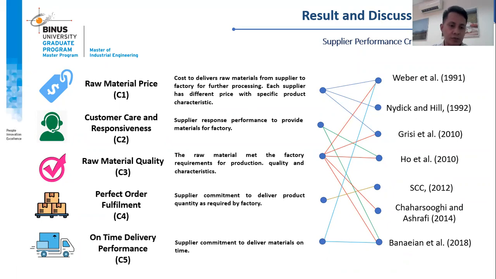Criteria number 3 is raw material quality. This is whether the raw material meets the factory requirements for production quality and characteristics. Criteria number 4 is perfect order fulfillment. It is the supplier's commitment to deliver product quantity as required by the factory. And the last criteria is on-time delivery. It is the supplier's commitment to deliver material on time.